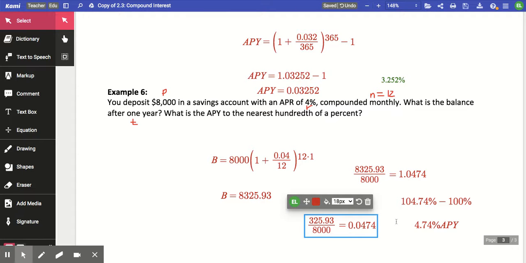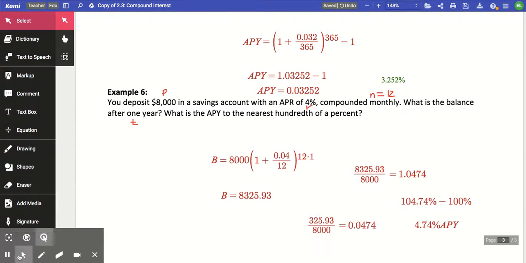All right. So at this point, you can go ahead and continue working on the application questions 5 through, I believe, 11, that all have to do with compound interest.